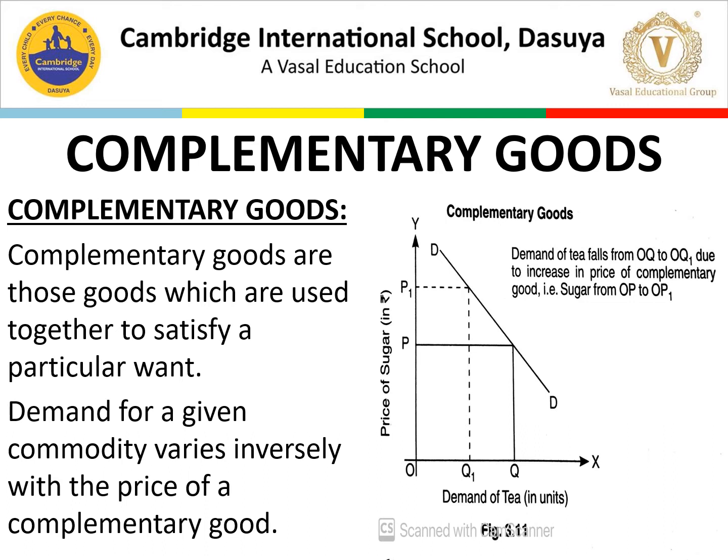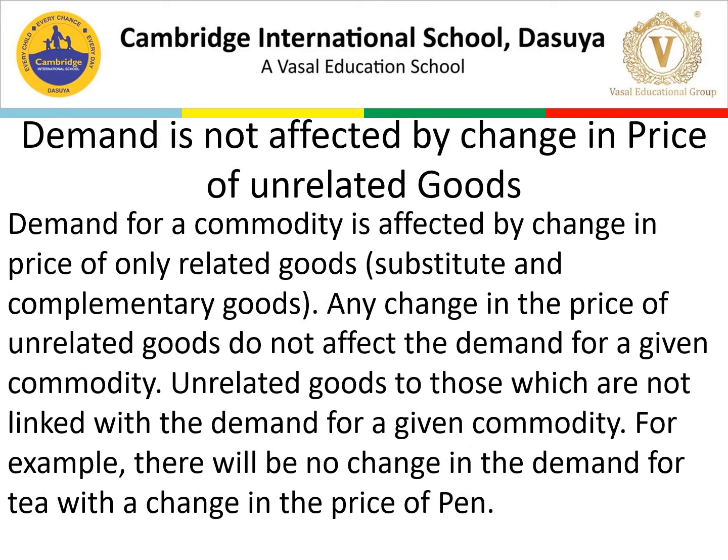So the graph for complementary goods will be like this. Now let's move to the next topic: demand is not affected by a change in the price of unrelated goods. There were two related goods, substitute and complementary goods, which we have already done. Demand is not affected by a change in the price of unrelated goods. If the price of unrelated goods changes, our demand will not be affected.